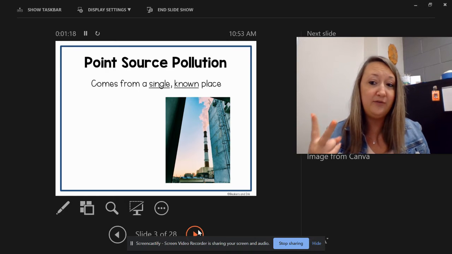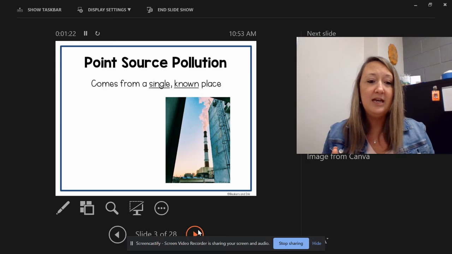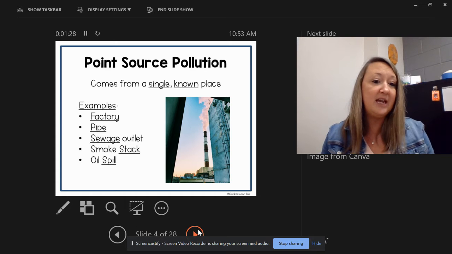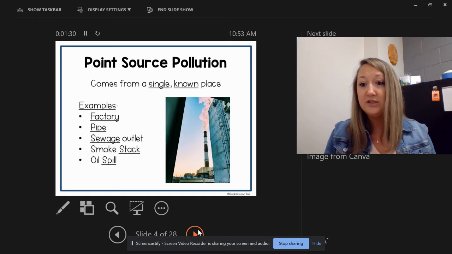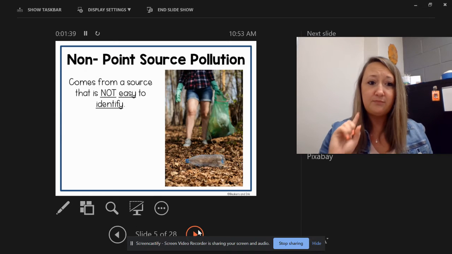We're going to talk about two different types of pollution. The first is point source pollution. This type of pollution comes from a single known place, like a factory in the picture. Things like pipes or a sewage outlet, an oil spill. We can pinpoint where the issue came from, right? So point source pollution, we can say we know where it's coming from.